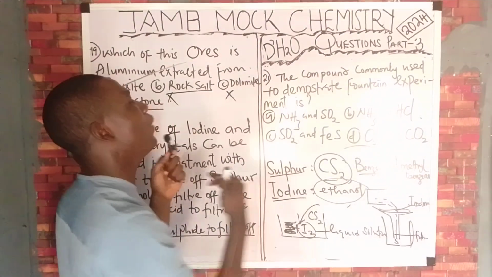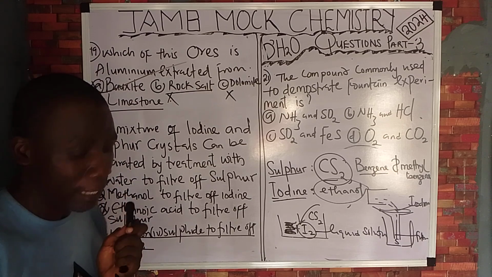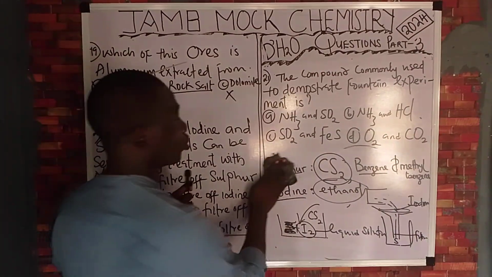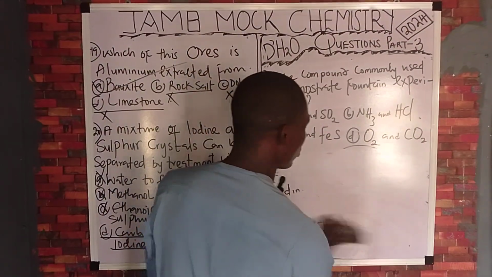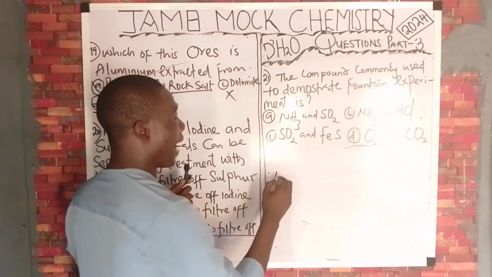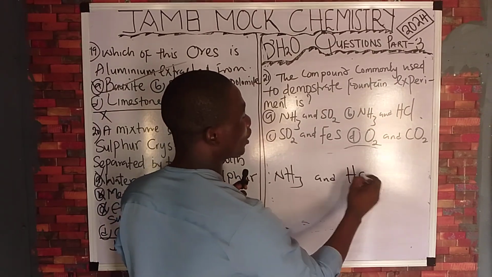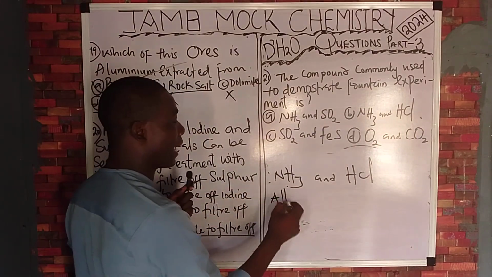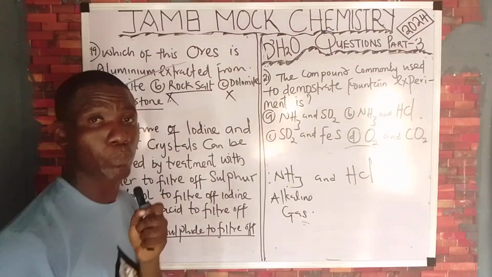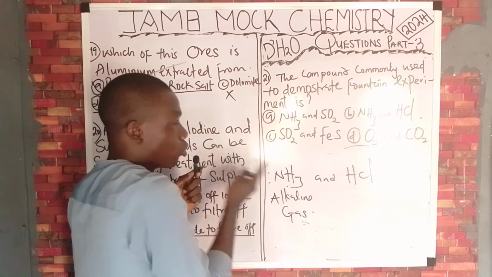The compound commonly used to demonstrate the fountain experiment is what? Remember that the fountain experiment requires soluble gases, and the two most soluble gases used to demonstrate it are ammonia, NH3, and hydrogen chloride. Remember, ammonia is an alkaline gas. So if it is used to demonstrate the fountain experiment, it means that if I put a red litmus paper, it will turn blue.